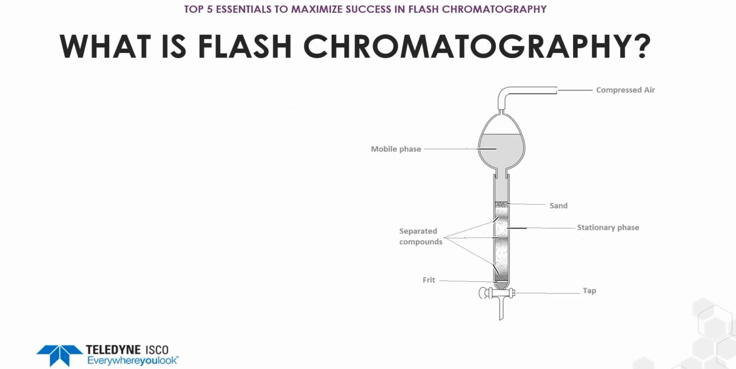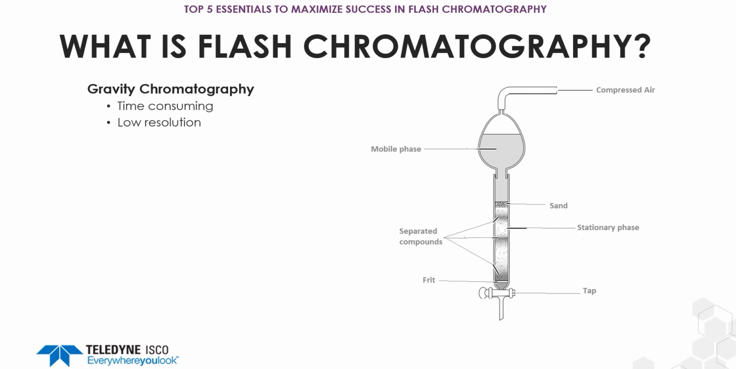Now that we know how chromatography works, we can finally answer the question of what is flash chromatography? Now, before flash chromatography, there was gravity chromatography. And gravity chromatography is exactly what it sounds like. It used gravity to pull the mobile phase through the stationary phase. So this was very time consuming. And it also didn't give very good resolution.